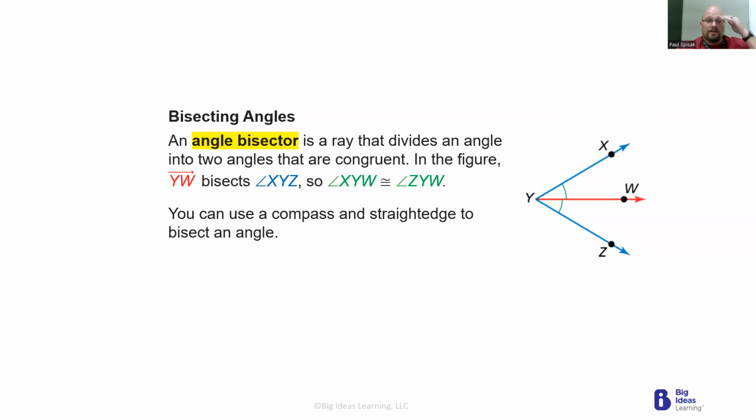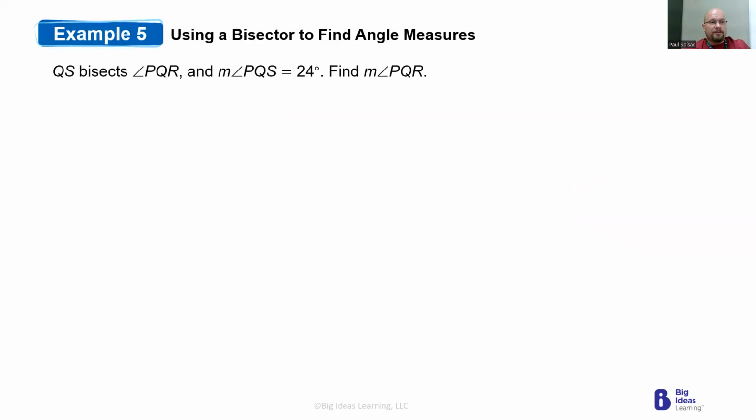Now, we can also construct an angle bisector and also construct angles. So we're going to take a look at that in class as well, using a compass and a straight edge. But first, example 5, using a bisector to find angle measures. QS bisects angle PQR, and the measure of angle PQS equals 24. Find the measure of PQR.